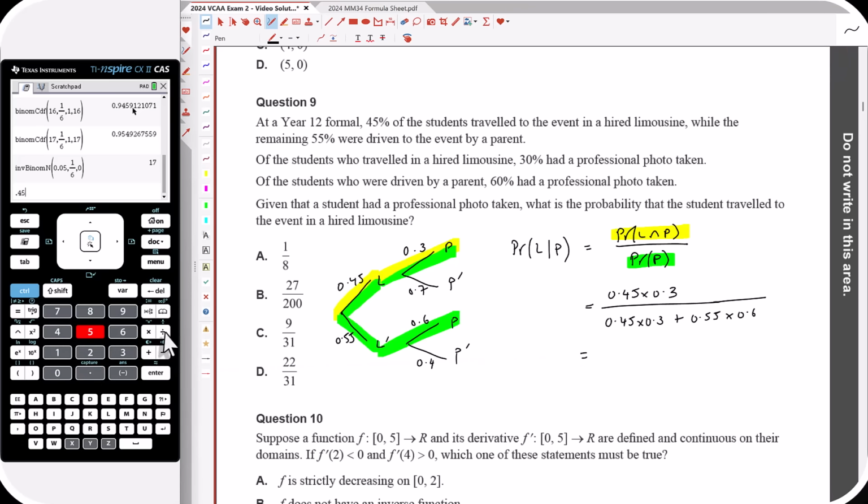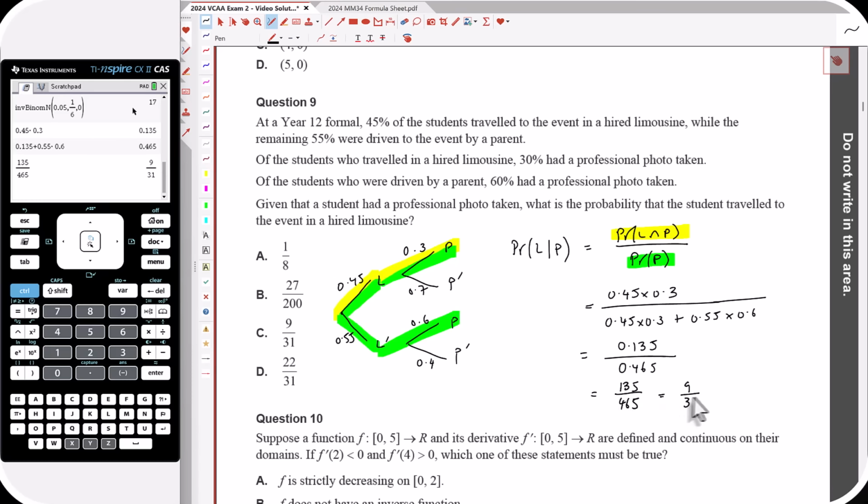Okay, so 0.45 times 0.3, 0.135 over that same value plus 0.55 times 0.6. So that's 0.465. And so that's 135 on 465, which is 9 on 31. So option C.